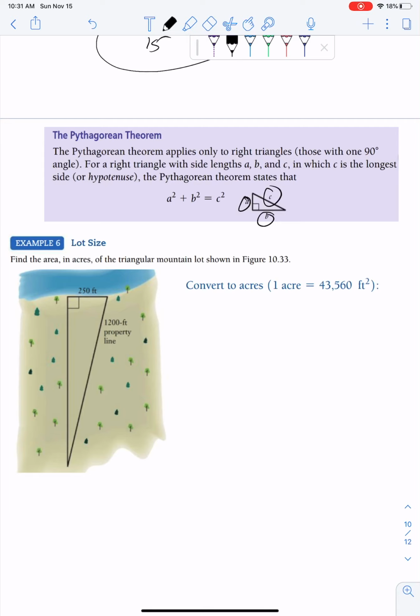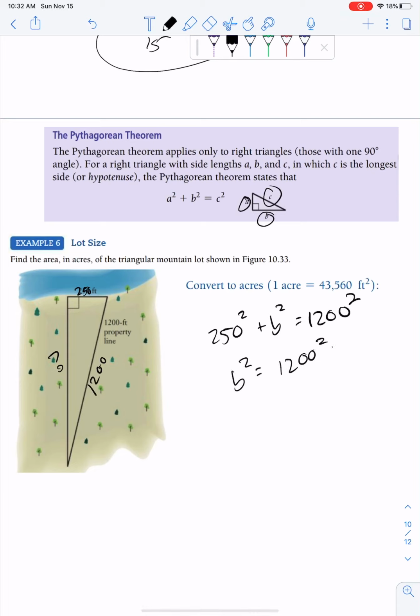So, to find the area in acres of this shape, it tells me that my hypotenuse is 1,200 and my A or my B is 250. So 250 squared plus B squared equals 1,200 squared, right? Well, I can't find the area until I find this side because I need to do base times height. So B squared equals 1,200 squared minus 250 squared, which means B equals the square root of 1,200 squared minus 250 squared. We're just solving for B.